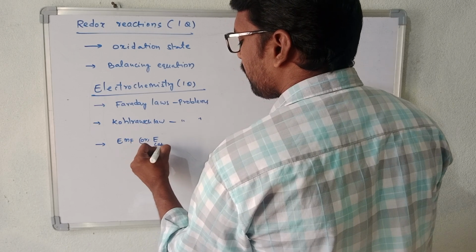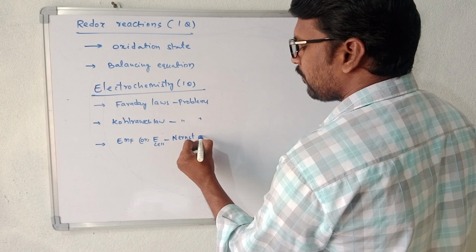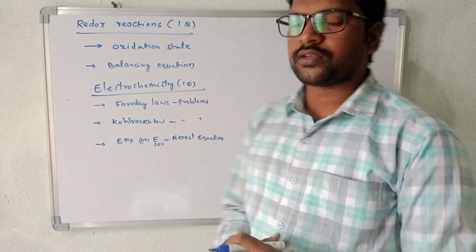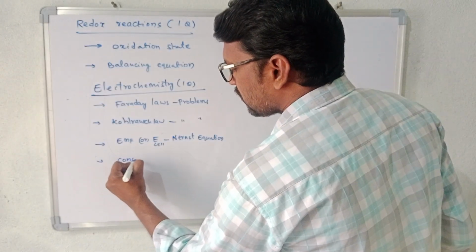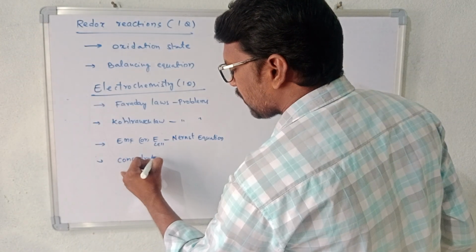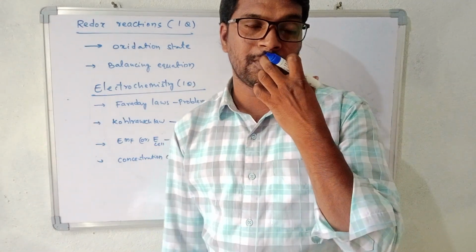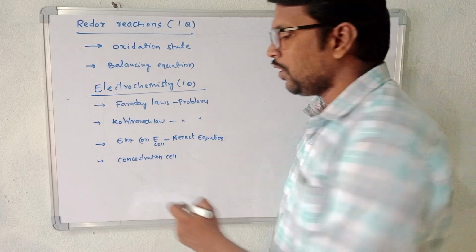For finding the EMF of the cell or E cell, the equation we use is the Nernst equation. That means problems based on the Nernst equation we can compulsorily solve, it is also important. And one more, concentration cell problems are also asked. In a concentration cell, E value can be taken as 0 at equilibrium. That way it is also important. Concentration cell problems we can also solve.